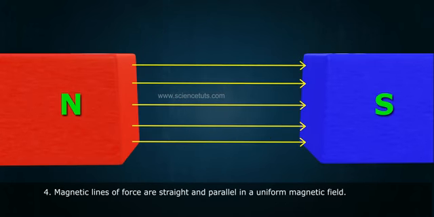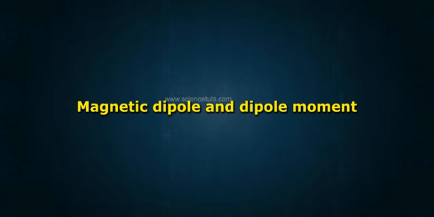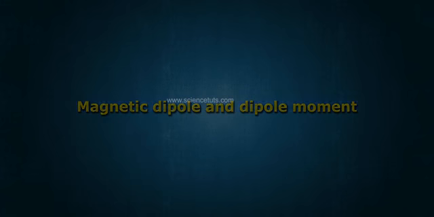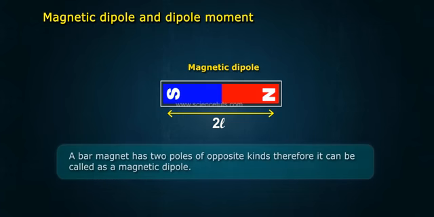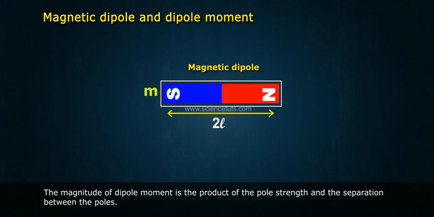4. Magnetic lines of force are straight and parallel in a uniform magnetic field. Magnetic dipole and dipole moment. A pair of poles of equal and opposite strengths separated by some distance is called a magnetic dipole. A bar magnet has two poles of opposite kinds, therefore it can be called a magnetic dipole. The magnitude of dipole moment is the product of the pole strength and the separation between the poles.